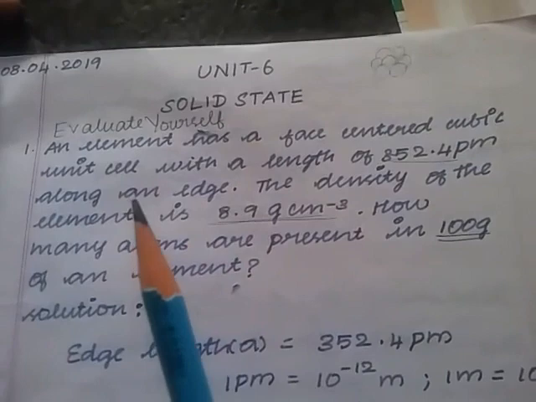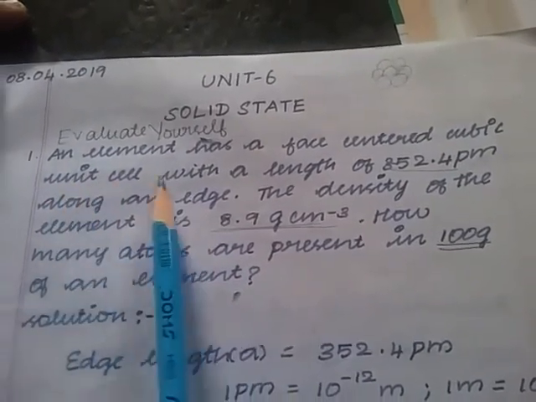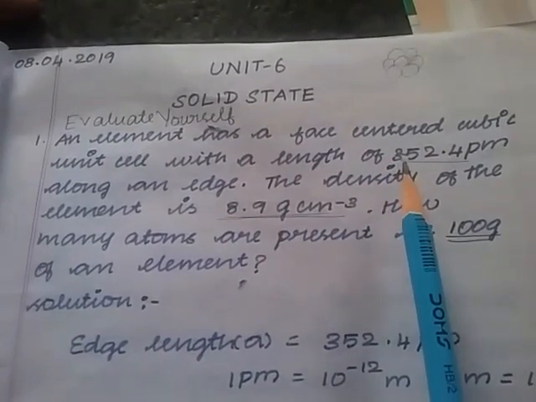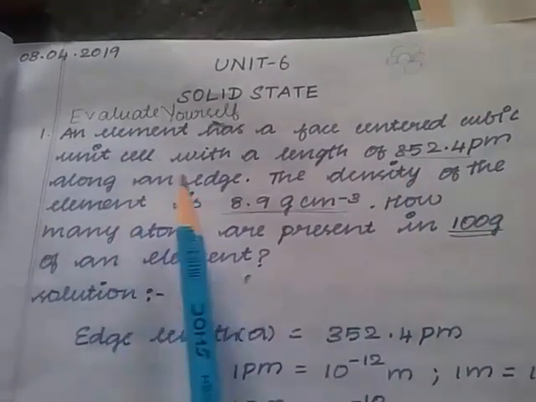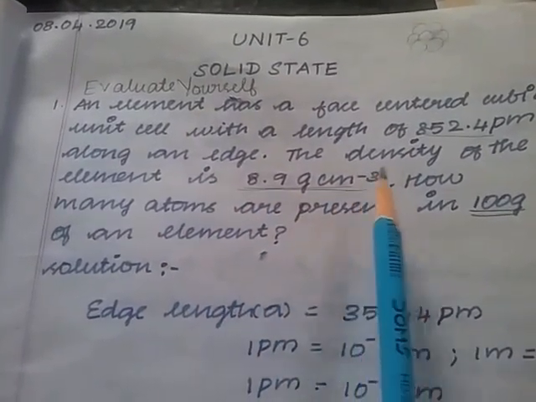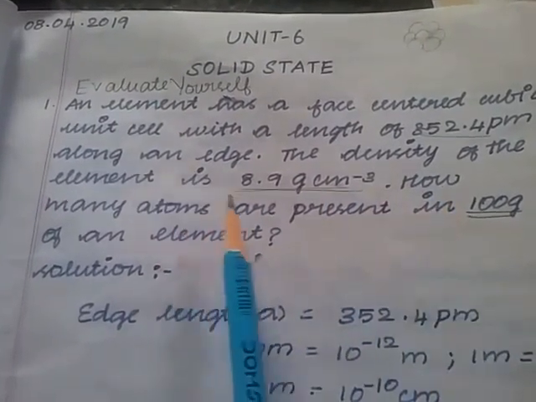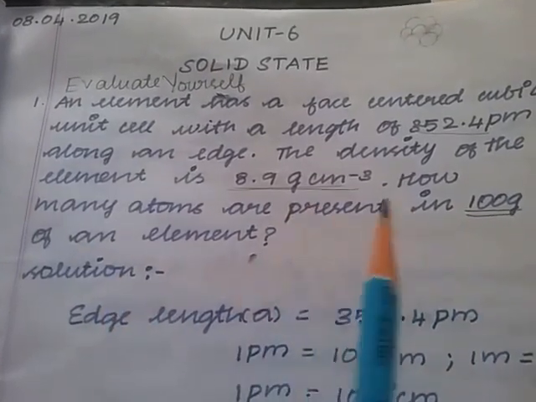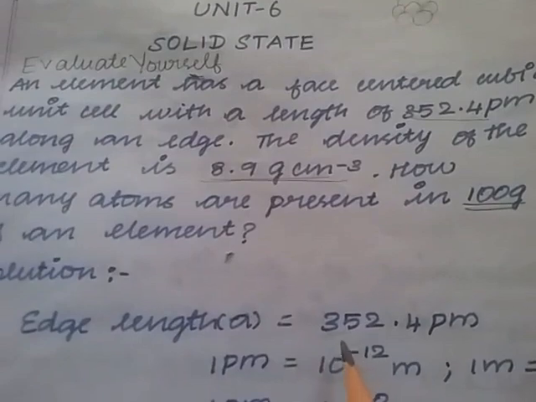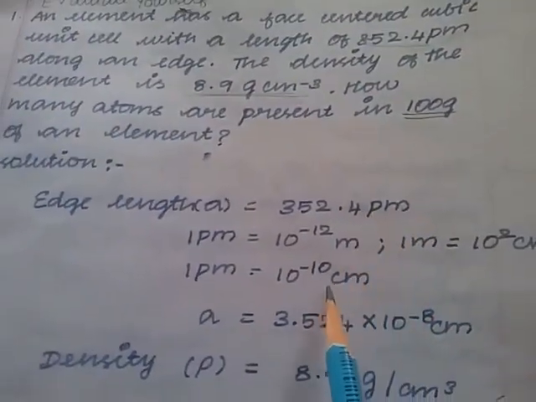Now let us evaluate the next sum. An element has a face-centered cubic unit cell with a length of 352.4 picometer along an edge. The density of the element is 8.9 gram centimeter power minus 3. How many atoms are present in 100 gram of the element? The given data are: edge length a is 352.4 picometer. You convert this picometer to centimeter.